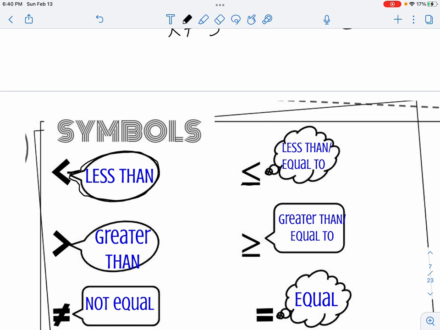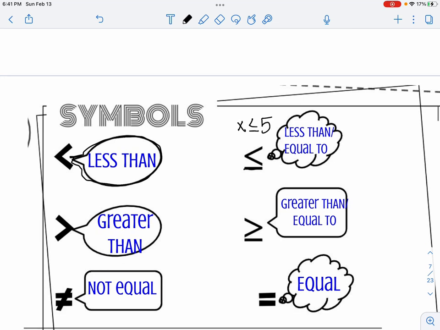So if I were to have x is less than or equal to 5, this right here means that x could be 5. 5 can be in the solution. Now remember though, on less than, that wouldn't include 5, but in less than or equal to, it could include 5.